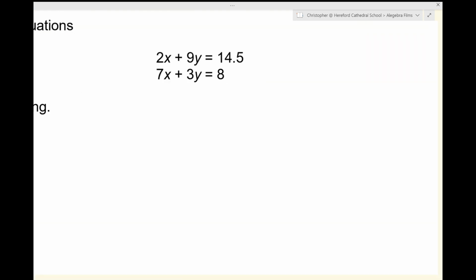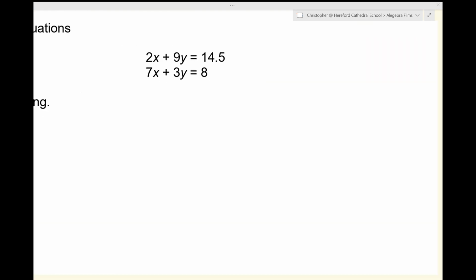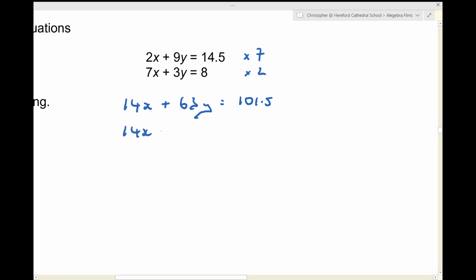Question 5, let's get the x's equal and then subtract. Multiply this top equation by 7 and the bottom equation by 2 will give me 14 x's in both equations. Multiplying the top equation by 7 gives me 14x plus 63y equals 14.5 times 7 on my calculator, 101.5. Multiply the bottom equation by 2, 14x plus 6y equals 16.